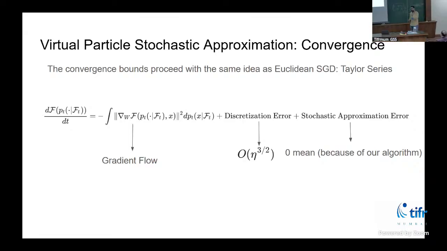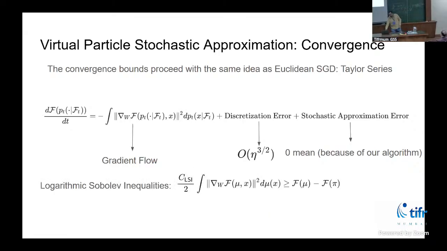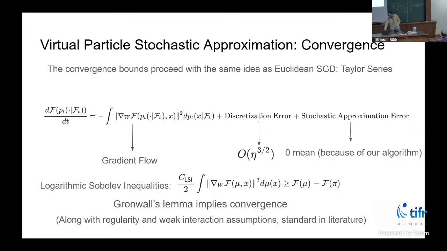But if you use particle methods, it gives you a biased estimator of the gradient because all the particles are dependent on each other. So this won't be zero, and it's very hard to handle this term in that case. Then the log-Sobolev inequality shows that this Wasserstein gradient squared dominates the zeroth order error, and that's how you get exponential convergence. Then you apply Gronwall's lemma and it implies convergence. Of course, this also requires things like regularity and weak interaction assumptions, which are standard in the literature.